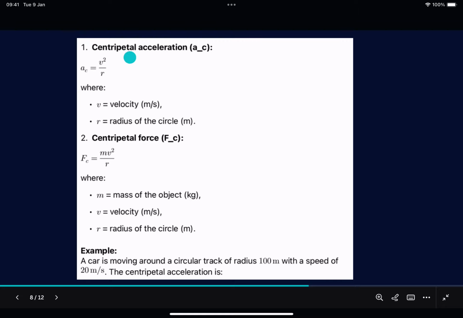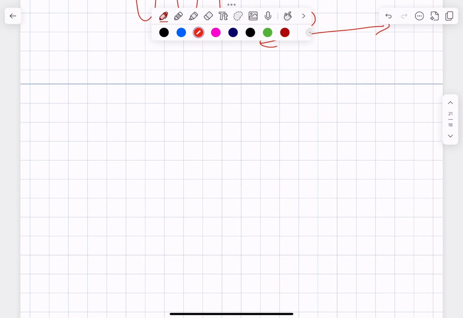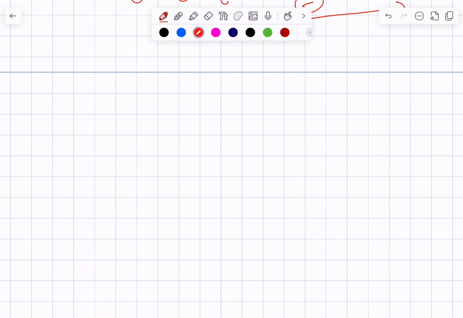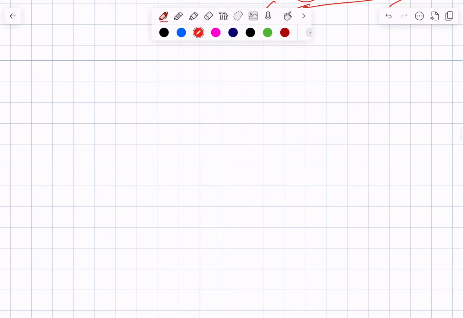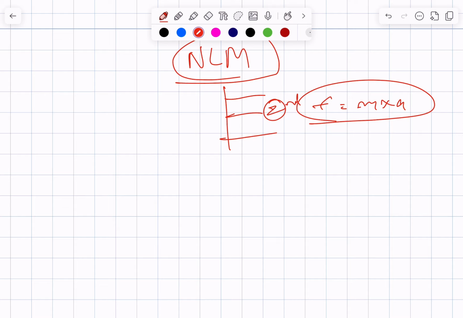The centripetal acceleration we discussed yesterday, if you remember, is v square upon r. And I haven't taught you this yet, I will be doing it next week. We are going to discuss Newton's laws of motion next week. In NLM, that is Newton's laws of motion, we have three laws. The second law says that force is equal to mass into acceleration. We're not discussing in great detail right now what the first, second and third laws are, but just to make sure, the second law says that force is equal to mass into acceleration.